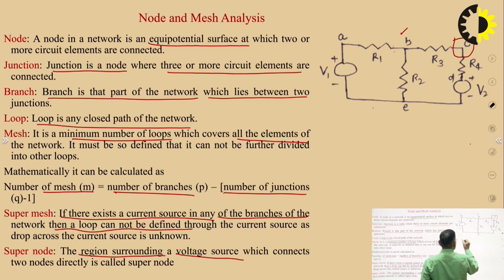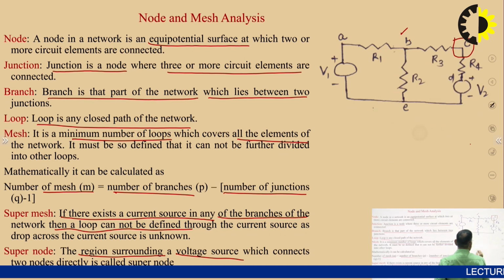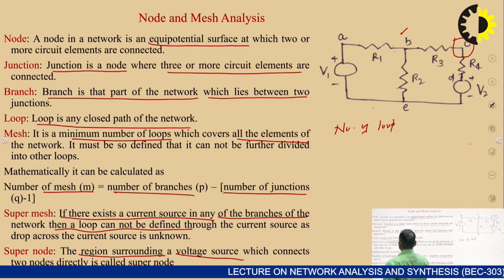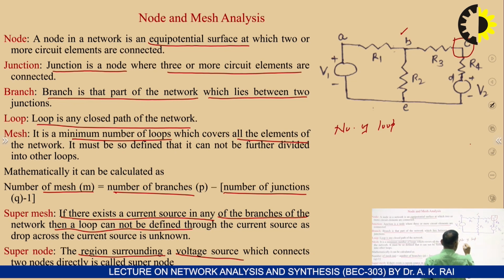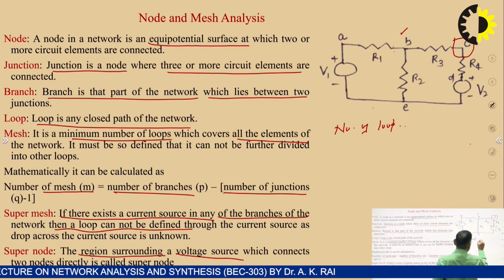How many loops? Number of loops. So we look at the definition. A loop is any closed path. So there are 3 loops. Number of loops is 3.